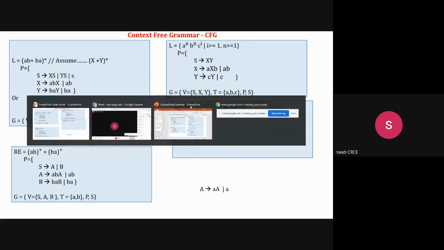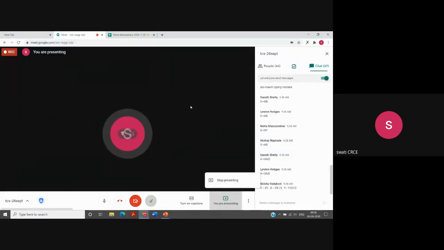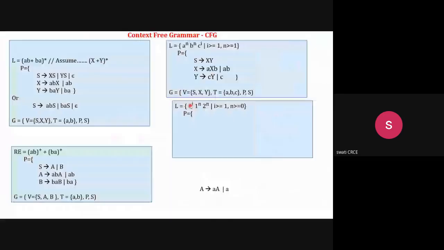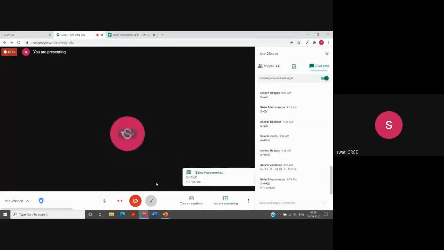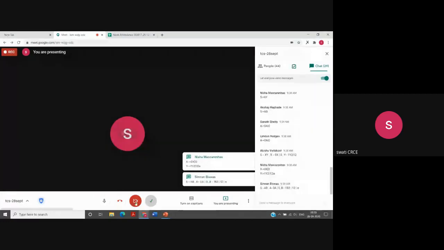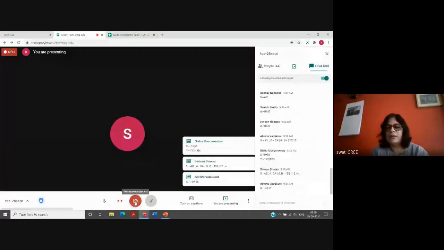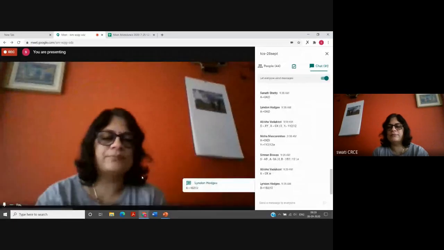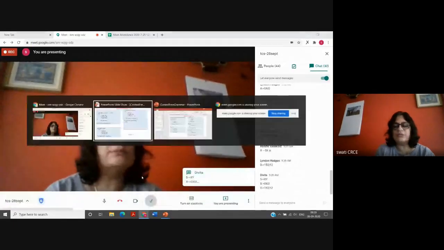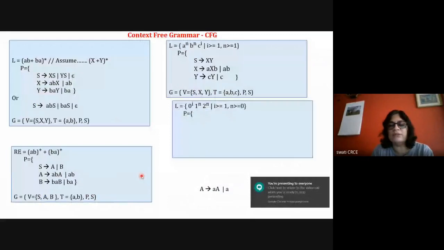So tell me what is the first. S is equal to xy, correct, and then x is equal to 0x. Yes, correct. Okay, I can see some of the answers, but only the same students are answering. Other students, I don't know what they are doing.